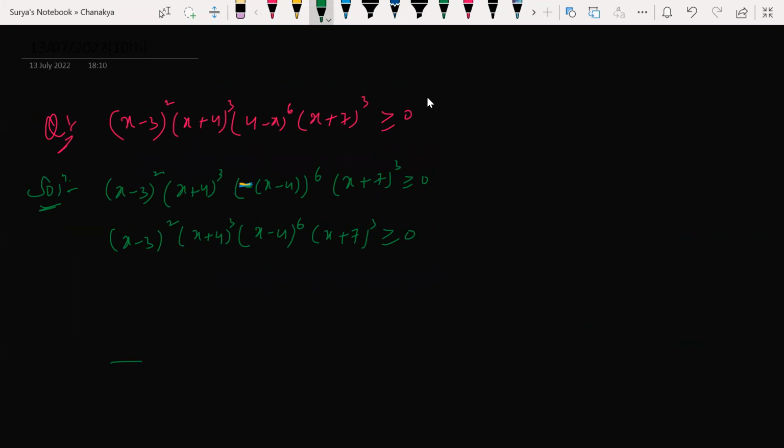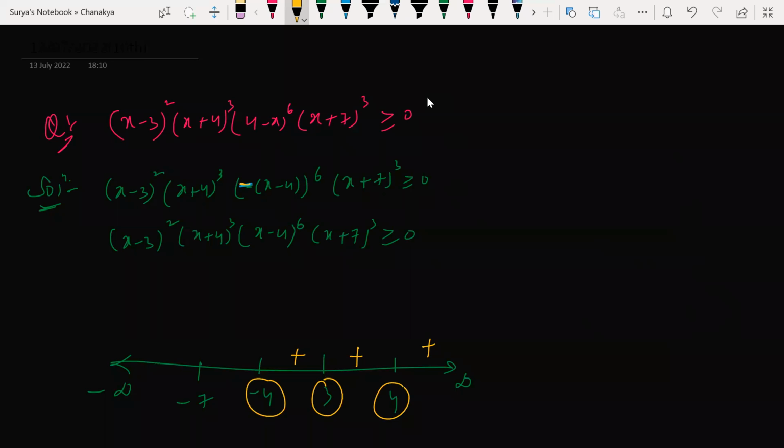So now look at the board, everyone. Just plot on the number line, minus infinite here, plus infinite here. What are the critical points? First you write minus 7 here, minus 4, 3 and 4. Correct? I asked you to give alternate signs, plus. What is the power of 4 here? Power of 4 is even, so sign repeats. What is the power of 3? Even, sign repeats. What is the power of minus 4? Odd, sign changes. What is the power of minus 7? Odd, sign changes.